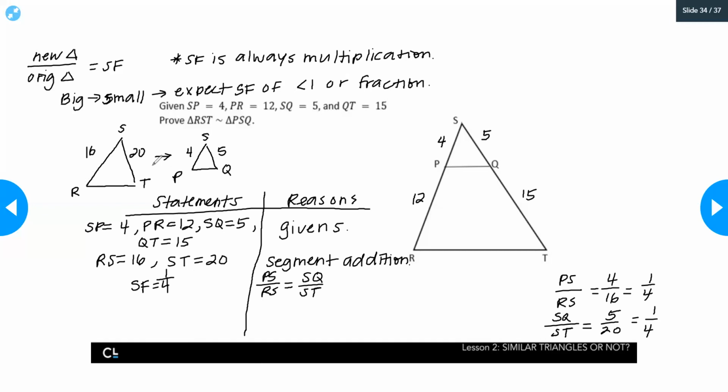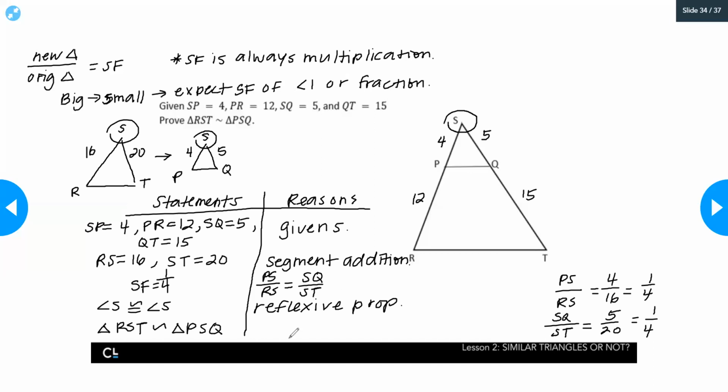Next step, I have two sides that are proportional. I don't know about the third side, but in terms of the similarity statements that I know, I do have an SAS possibly. And that is because note how these two triangles do lie on top of each other. This angle S is always going to be equal to itself by our reflexive property. Therefore, I'm seeing a proportional side, congruent angle, and another proportional side, allowing me to state that the triangle RST is similar to triangle PSQ by SAS similarity. And that's how you work out that proof.